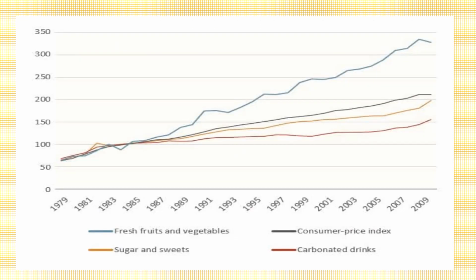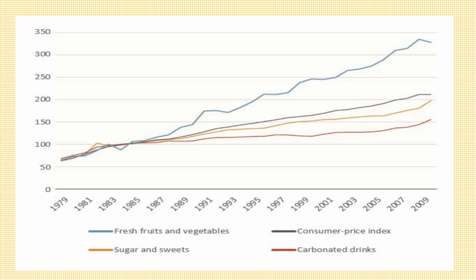Now the next is a line graph. The line graph shows changes in the price of fresh fruits and vegetables, sugar and sweets, and carbonated drinks over a 30-year period in the US. The graph also shows the general trend in the consumer price index during this time.